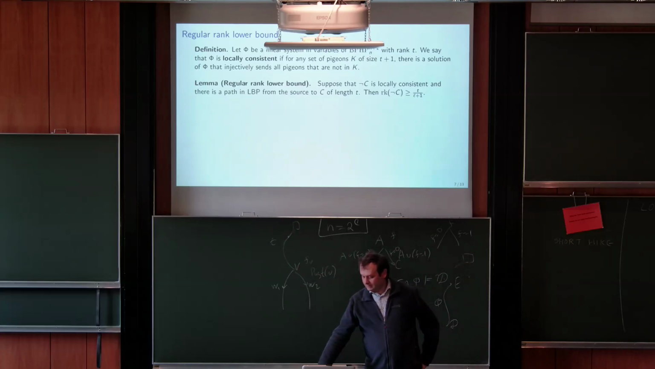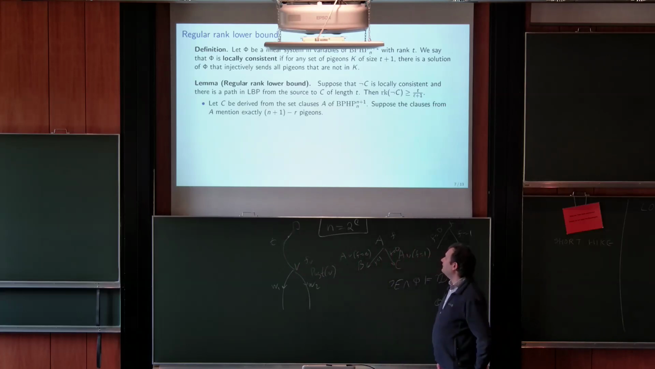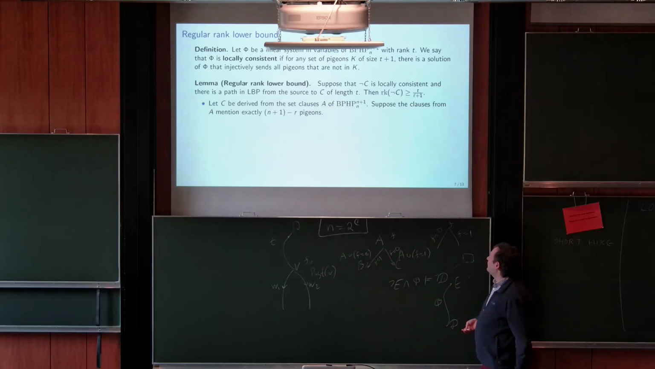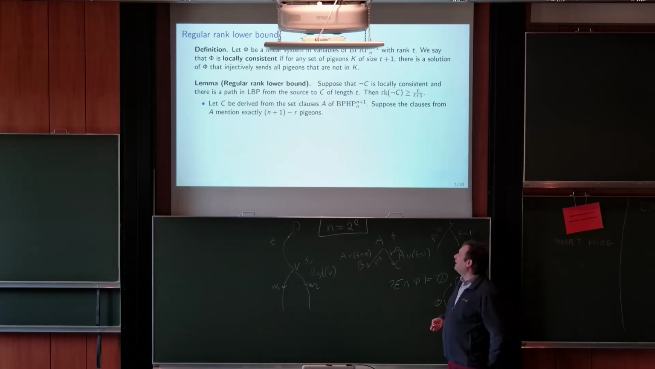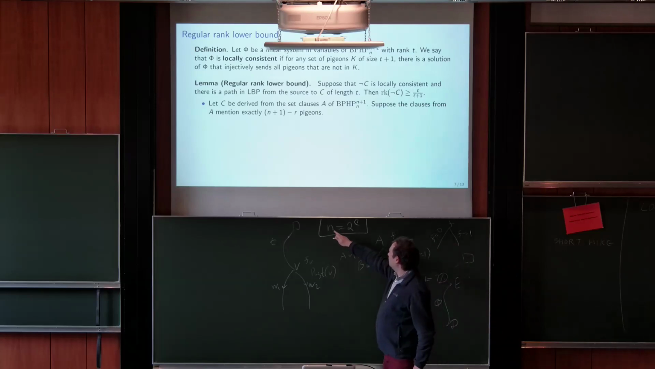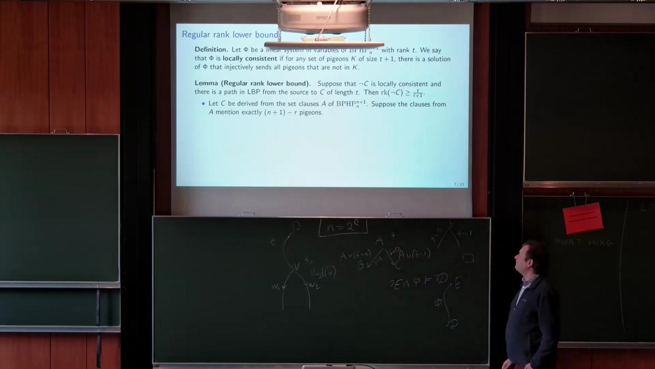This lemma can be proved as follows. First of all, assume that in our resolution over parities proof, the clause C is derived from a set of clauses A. And assume that the set of clauses A mentions exactly n+1 minus R pigeons, that is, exactly R pigeons are not mentioned in that set. What is the L in this statement of the lemma? L is the length of the addresses. Okay.